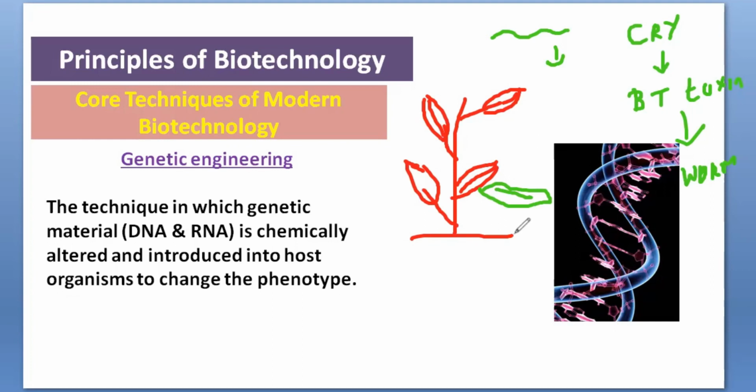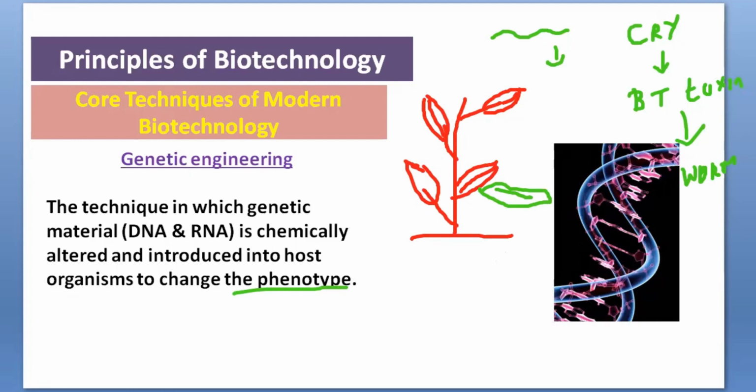Okay, so similarly, this is one example. Or else, if you want a purple flower, you can insert the gene which is responsible for the purple enzyme, so that this plant can produce a purple flower. You can genetically modify it, and then we can see that particular character is expressed, that is phenotype. Okay, that is genetic engineering, the first core technique.